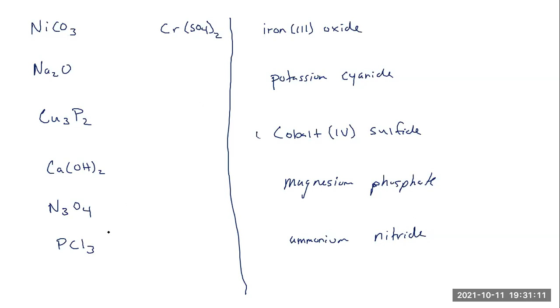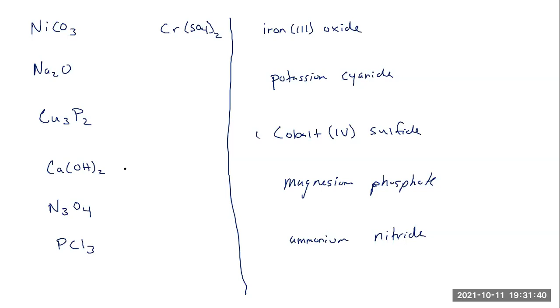Okay, so let's take a look, see how everybody's doing here, make sure everybody's on the same page. So we'll start up here on the left. Remember, really the first thing you want to do when you're looking at something, and it can be really helpful, is to try to identify what you're dealing with. And what I mean by that, are you dealing with a metal and a non-metal? Are you dealing with two non-metals? Are you dealing with a metal and a polyatomic ion?